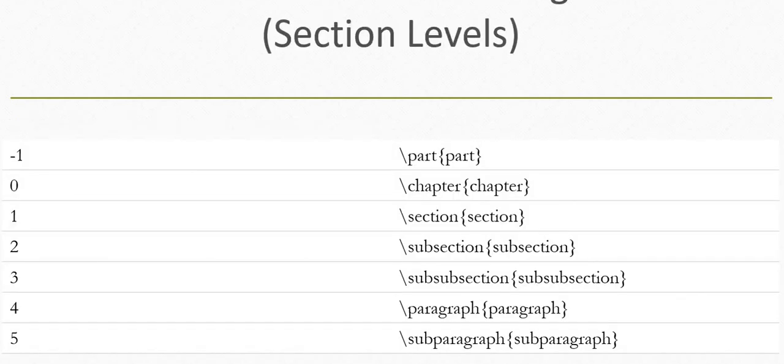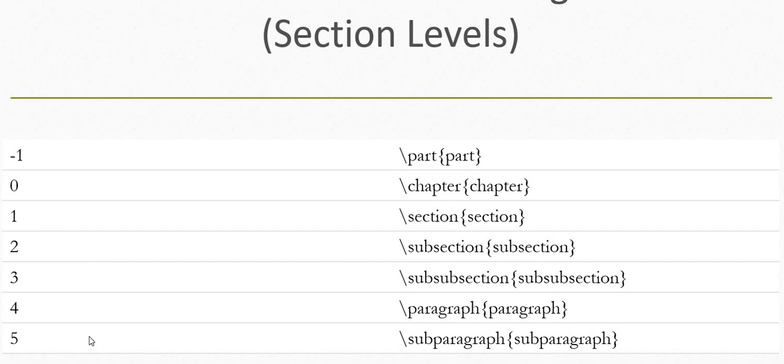So here is the document sectioning. These are various section levels. At -1, it is for PART. It is used for article, report, and book. Level 0 is for chapters. If you want to make chapters in your book, then you should use this particular level. It is used for reports and books, not for articles.